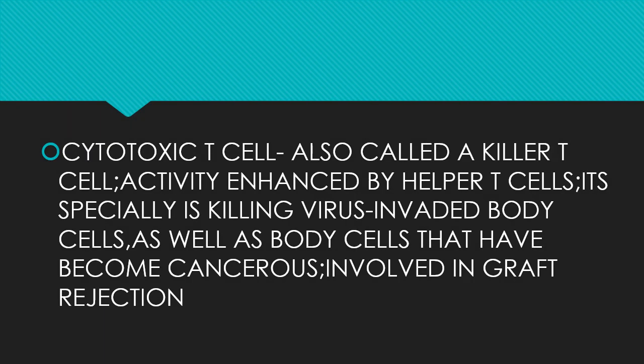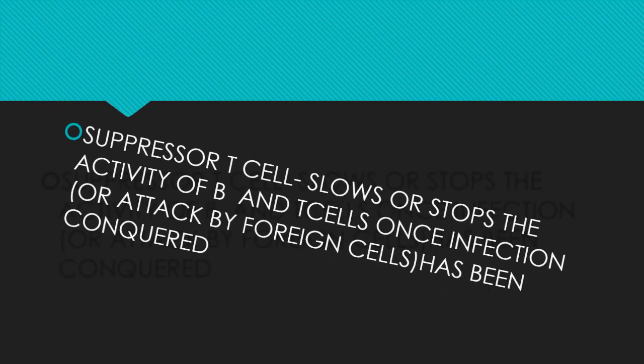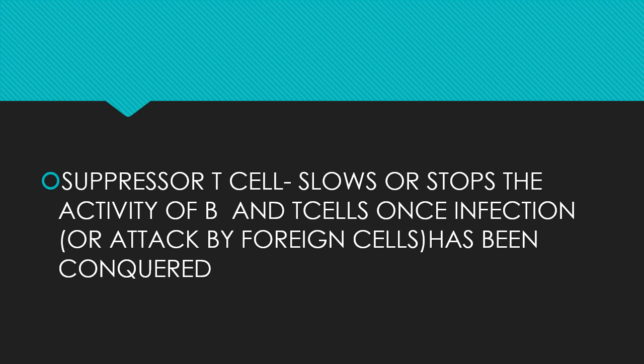Cytotoxic T cell, also called a killer T cell, activity enhanced by helper T cells. It especially is killing virus-invaded body cells as well as body cells that have become cancerous, involved in graft rejection. And the suppressor T cells slow or stop the activity of B and T cells once infection or attack by foreign cells has been controlled.